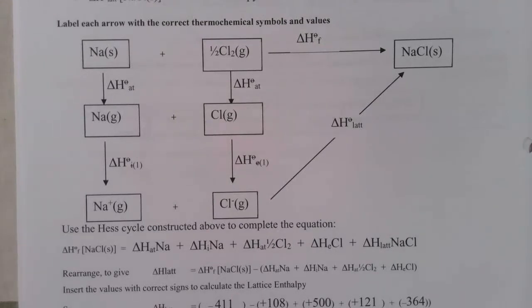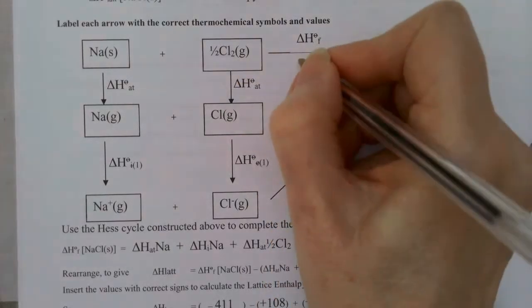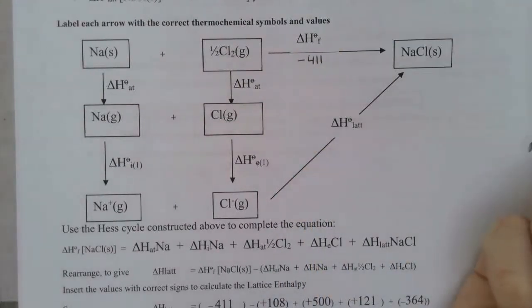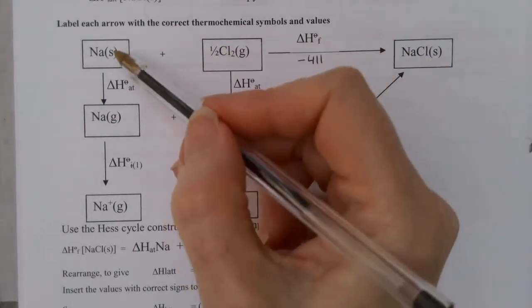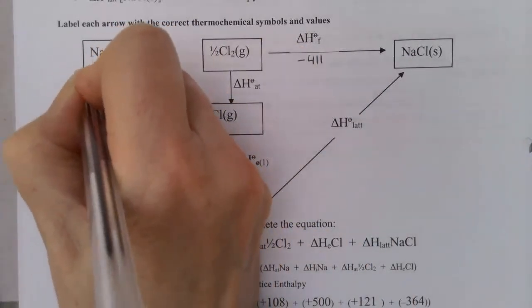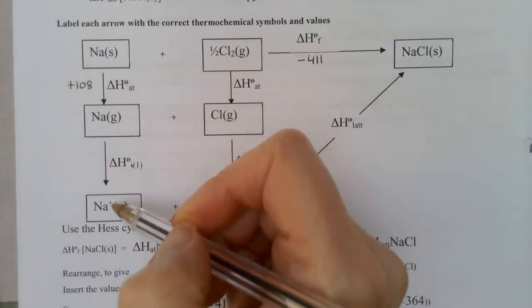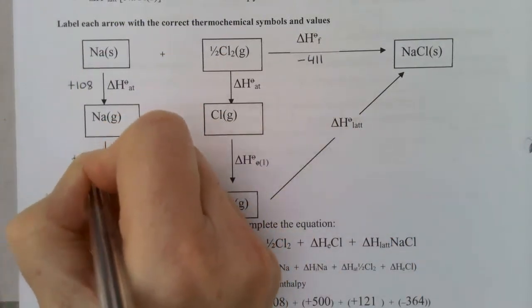Now, Born-Haber cycles are always drawn in the same way. This is one way of drawing them, and we'll look at an enthalpy level diagram in the next video. But we're just going to put the numbers by the side of each of these energy changes. So here we have the enthalpy of formation, and that is minus 411 kilojoules per mole. Then I have the sodium being atomized, and that is plus 108. And then I have the first ionization energy of sodium, which is plus 500.